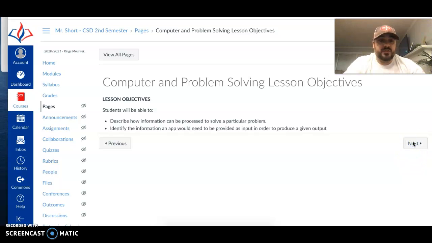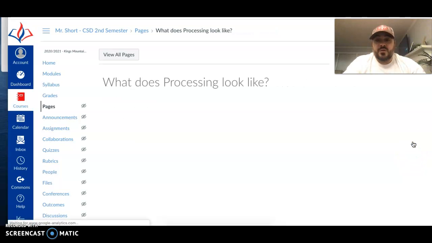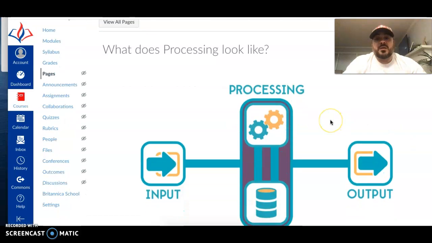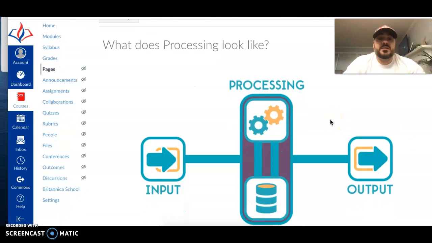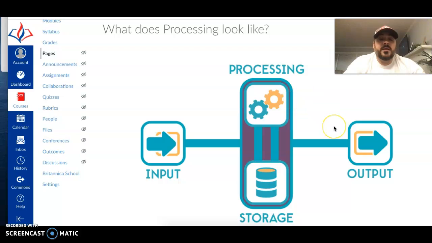After you look at your objectives, the next thing you're going to do is go to the page that looks like this. It says, what does processing look like? So we're going to discuss processing right here. We talked about an input, and an input is something that can be put into a computer. Things we use to put things into a computer would be things such as a keyboard. A keyboard is an input device.